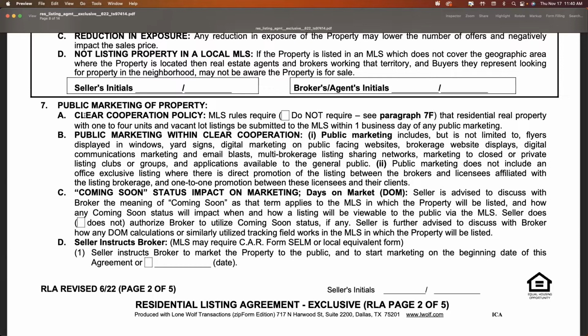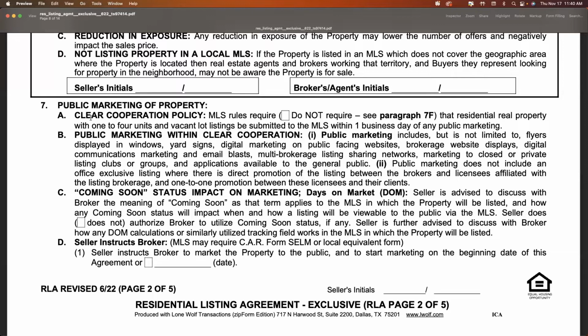Then there's coming soon. Coming soon: seller is advised to discuss with broker the meaning of coming soon, as that term applies to the MLS in which the property will be listed and how any coming soon status will impact when and how the listing will be viewable to the public via the MLS. Seller does or does not authorize broker to utilize coming soon status, if any. Seller is further advised to discuss with broker how any days on market calculations or similar utilized tracking field works in the MLS in which the property will be listed.